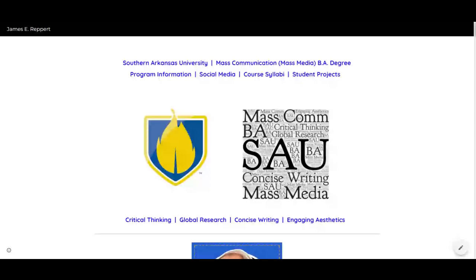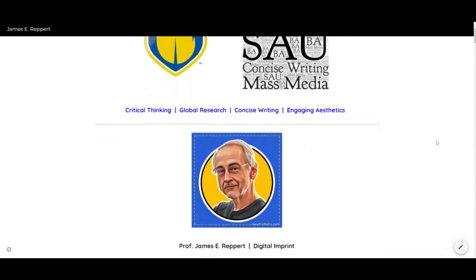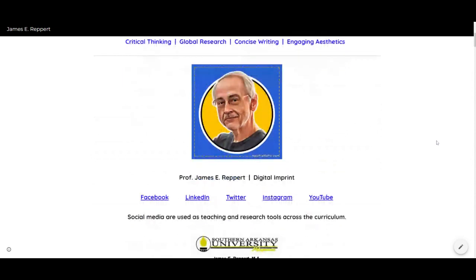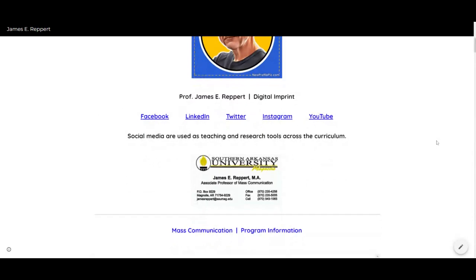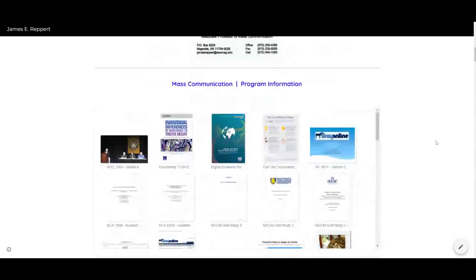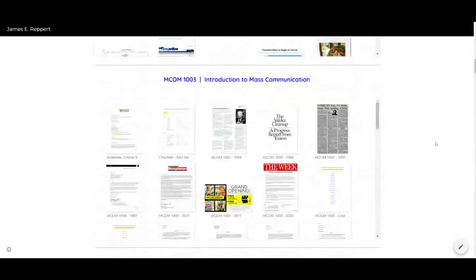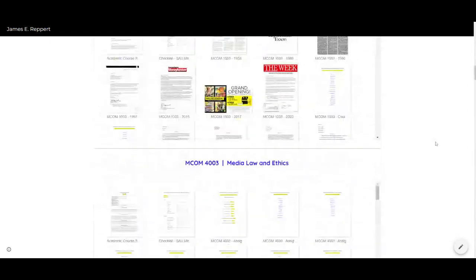A link to this is available at the supplemental information area of the syllabus. This has been redesigned, but when you scroll to the bottom, that person looks vaguely familiar. I wonder who that is. But there is my digital imprint. Anything that's related to the mass communication program or my classes is available right here.